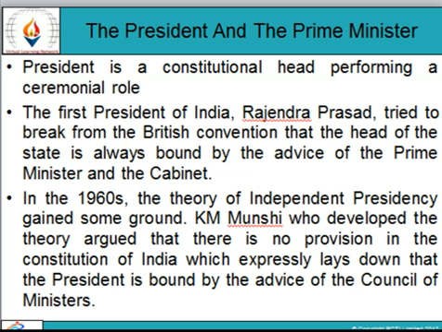In the 1960s, the theory of independent presidency gained some ground. K.M. Munshi, who developed the theory, argued that there is no provision in the Constitution of India which expressly lays down that the President is bound by the advice of the Council of Ministers.